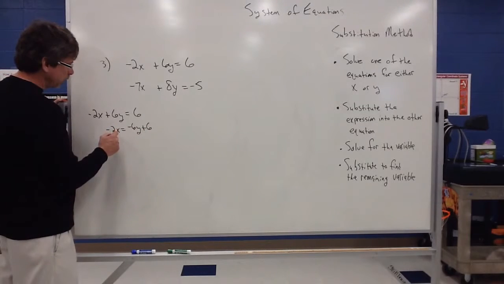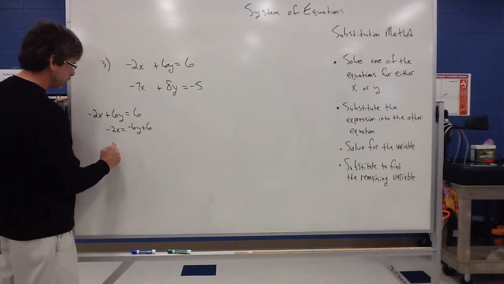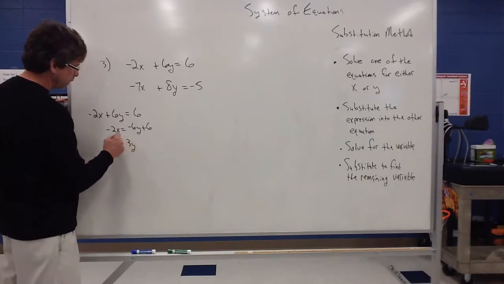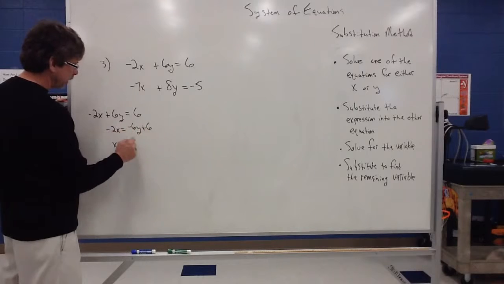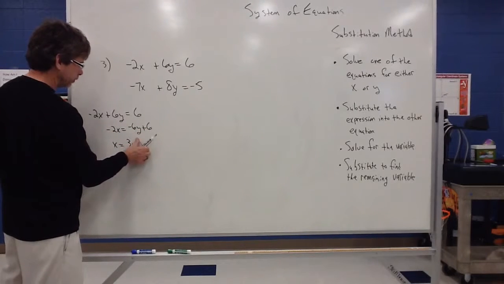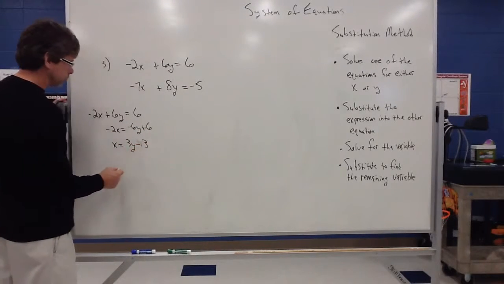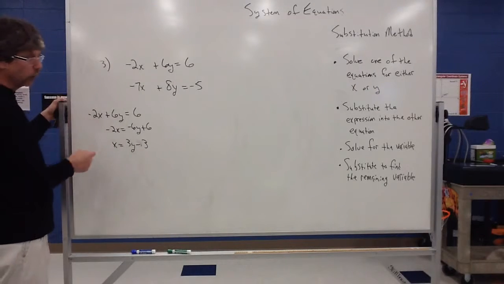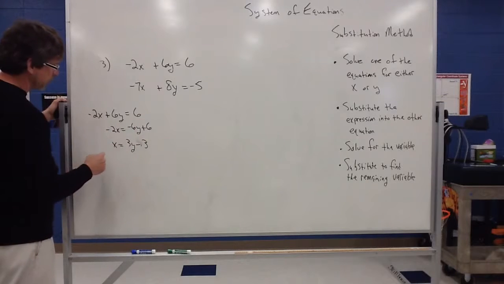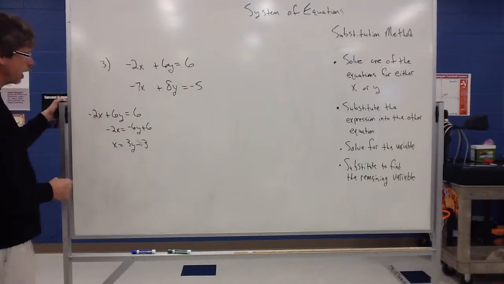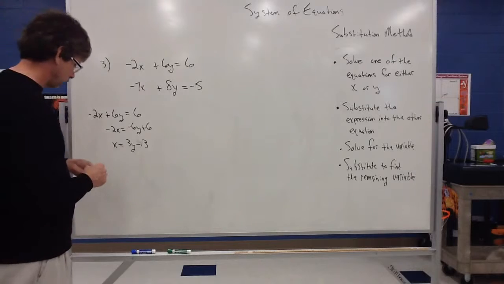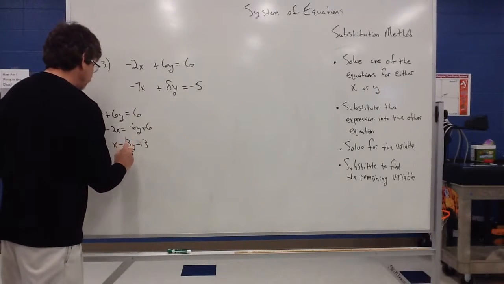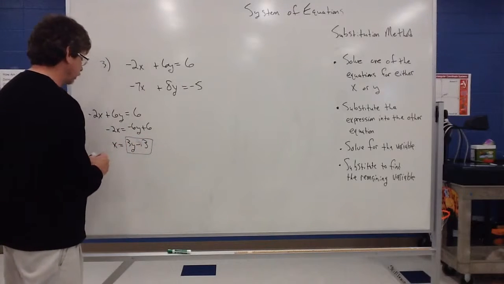And to get rid of this negative 2, I've got to divide everything by a negative 2. So that becomes x. Negative 6 divided by negative 2 becomes a 3, so it's 3y. And negative 6 divided by negative 2 would be a minus 3. Again, I don't actually have to show that. I can merely do that. That's my step. So x equals 3y minus 3. So I've got one of the equations solved for x.